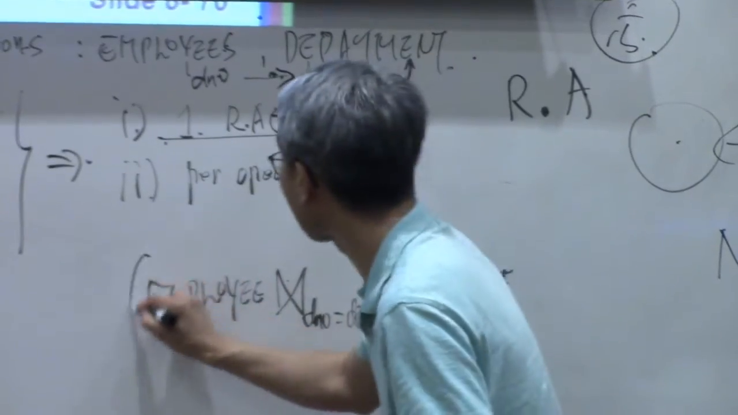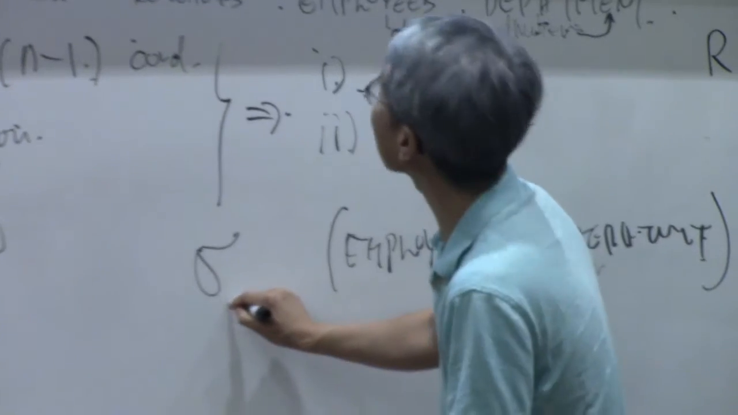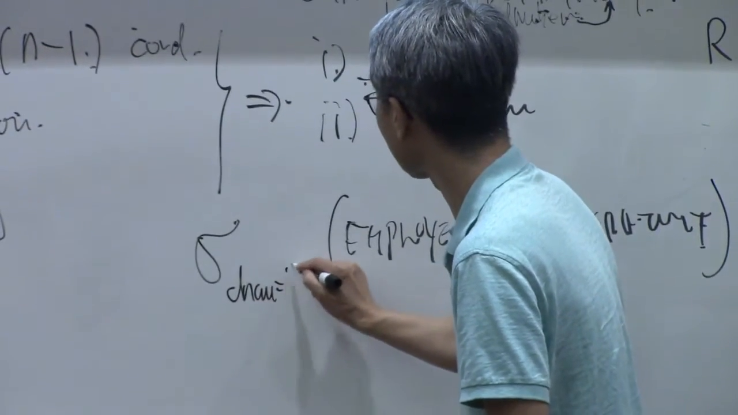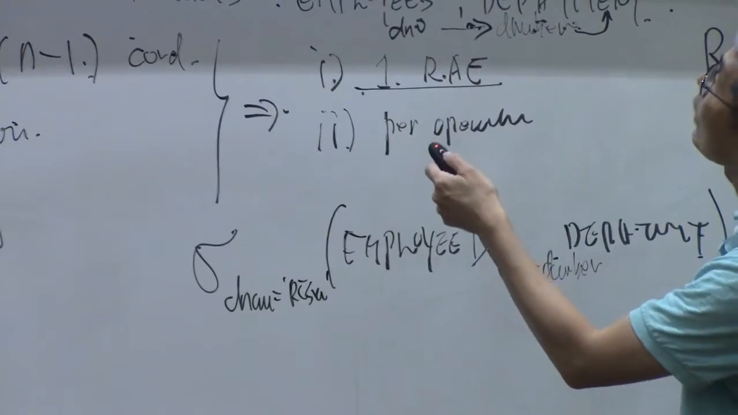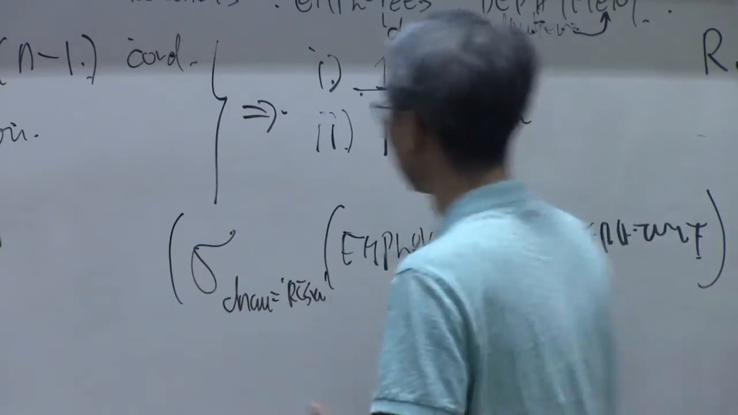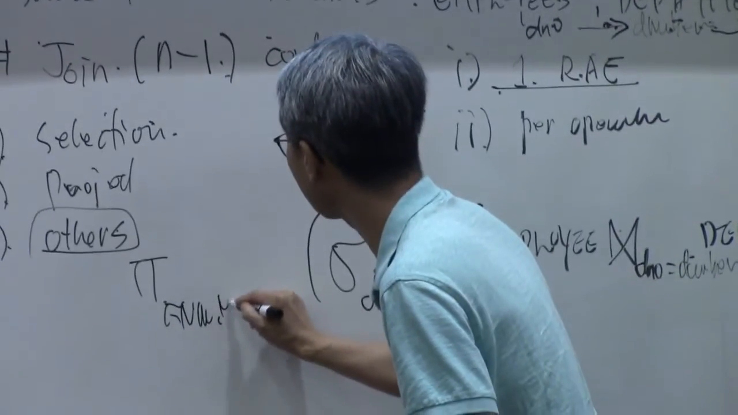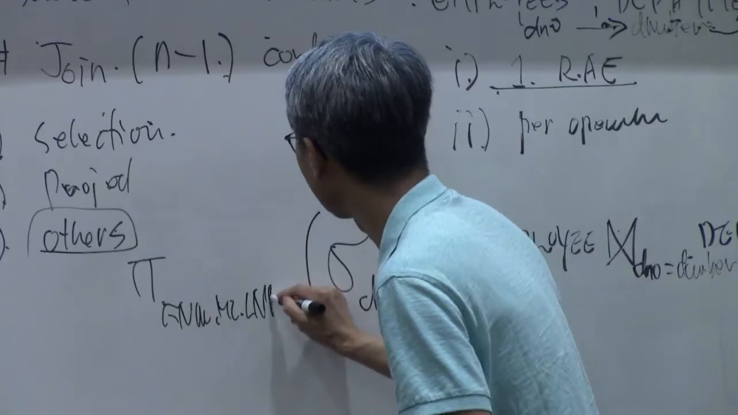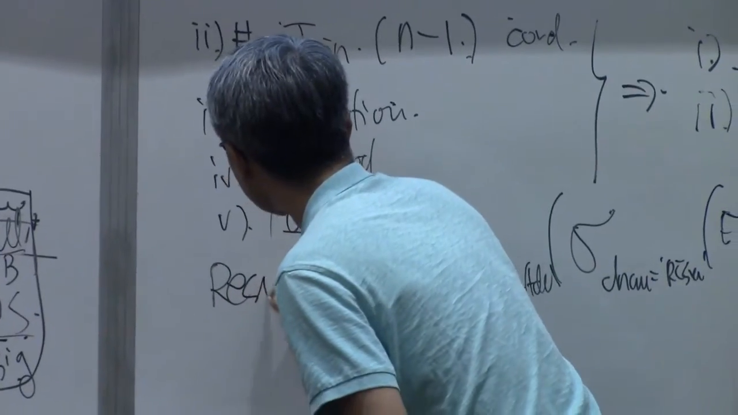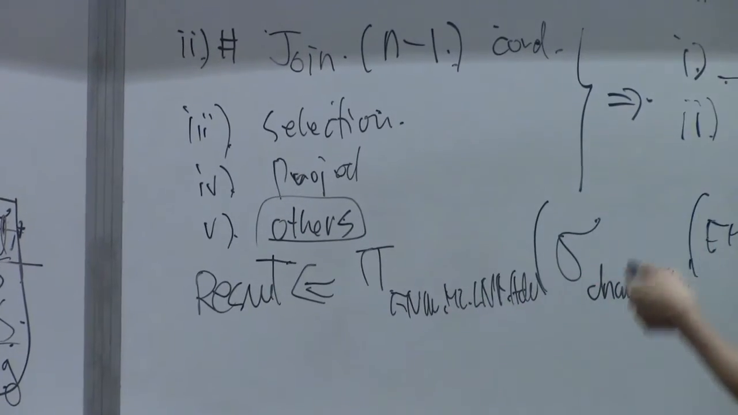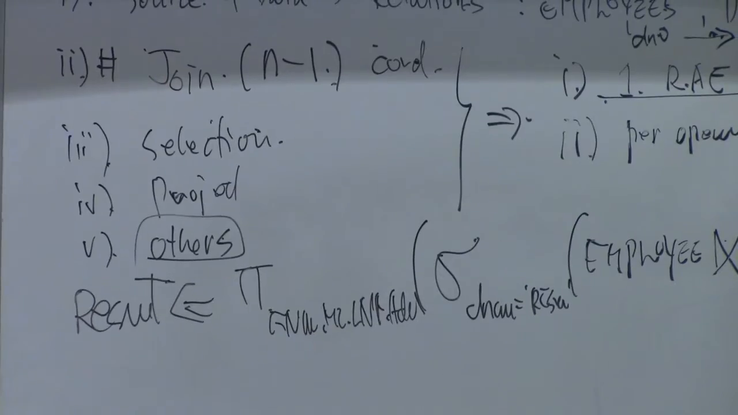Then you can apply the selection. Selection is D name is equal to research. Right? But we need only the first name, middle name initial, last name, and address. This is the final result. That is the same as this one. Okay? So let's go back to here.